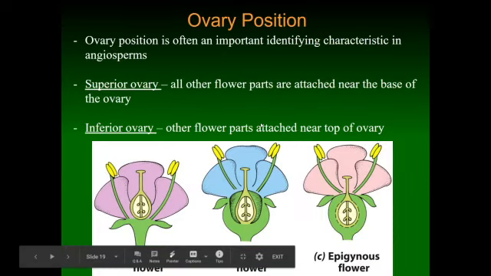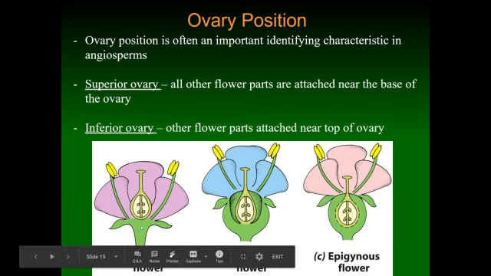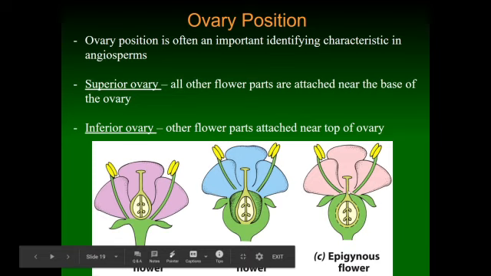So ovary position. This is another one of these terms, and I know I'm throwing a lot of terms at you all at once, but basically all of these are important for plant identification. They help you understand how plants work. So ovary position is very important in identifying angiosperms. Those of you that go on to plant taxonomy, this will be essential for you to know because it allows you to distinguish between certain families. So a superior ovary basically means that the ovary is on top and everything is attached below it. So this is a superior ovary. An inferior ovary, the flower parts are attached at the top.